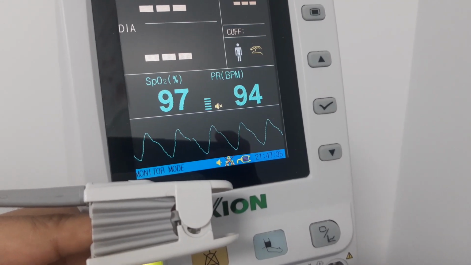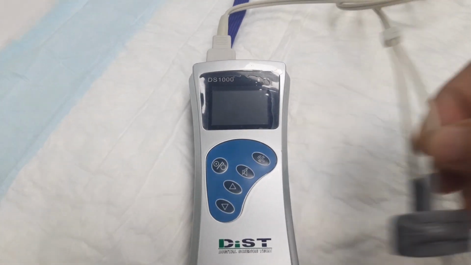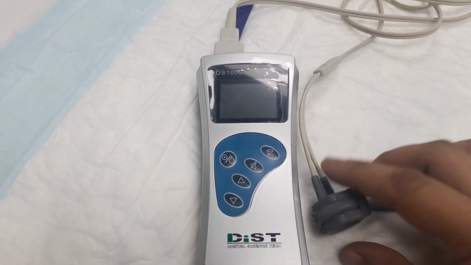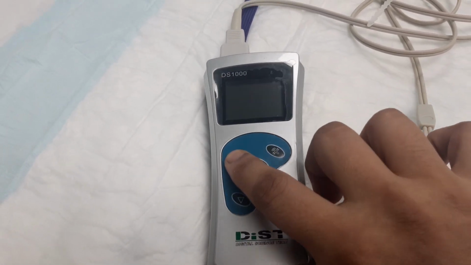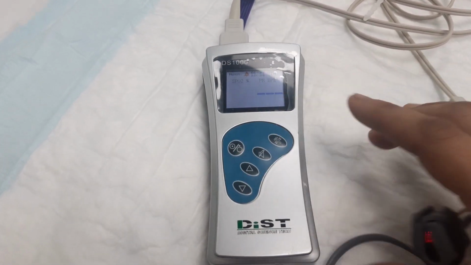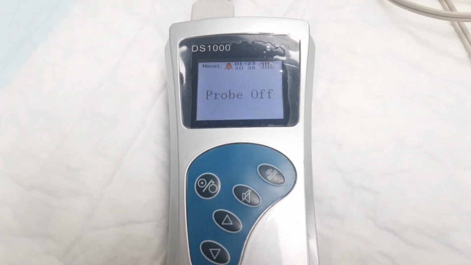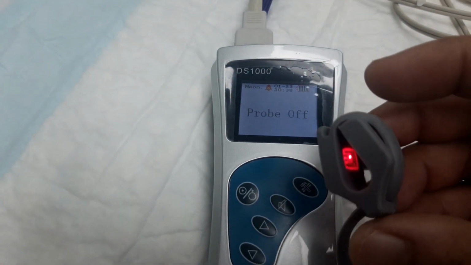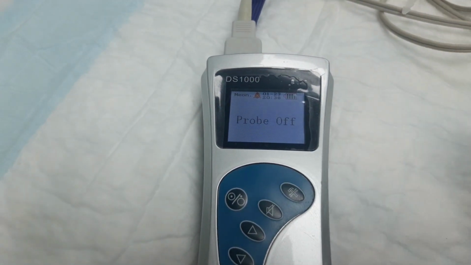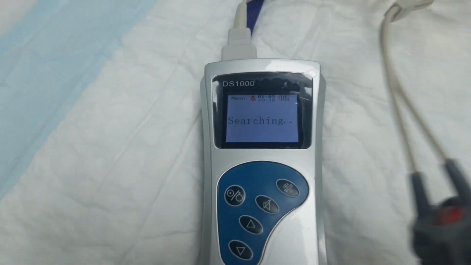Okay. We also have here a portable one with a neonatal SpO2 probe. So we will turn it on. See? It's showing the probe is off because it's not connected. So if I put my finger, see?